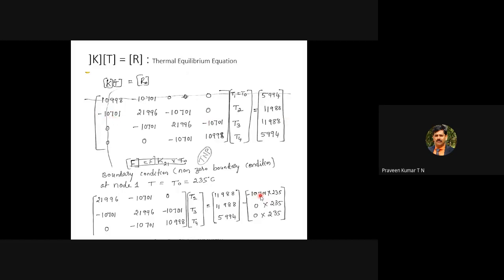You can see here 10701 into T0. T0 is 235. But here also you are not eliminating, you are removing 0. 0 goes to the right side here. This is the original matrix, the R infinity matrix. 0 into 235. This term also goes to the right side. That is 0 into 235.